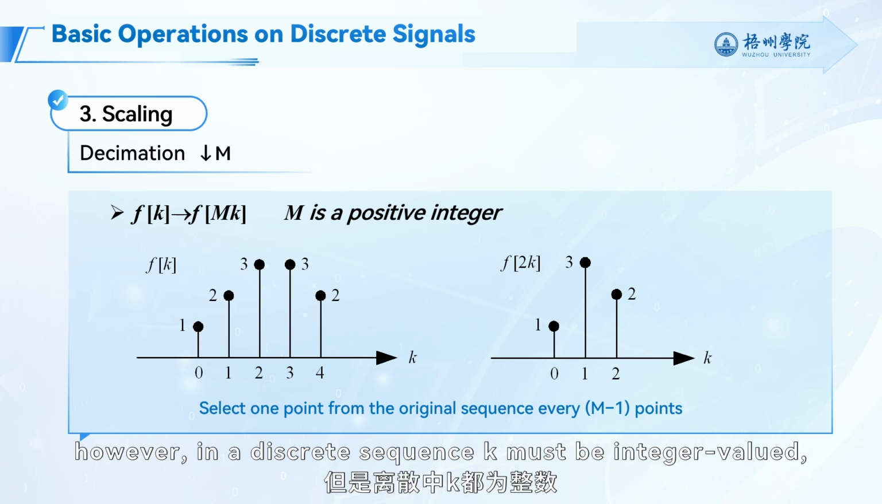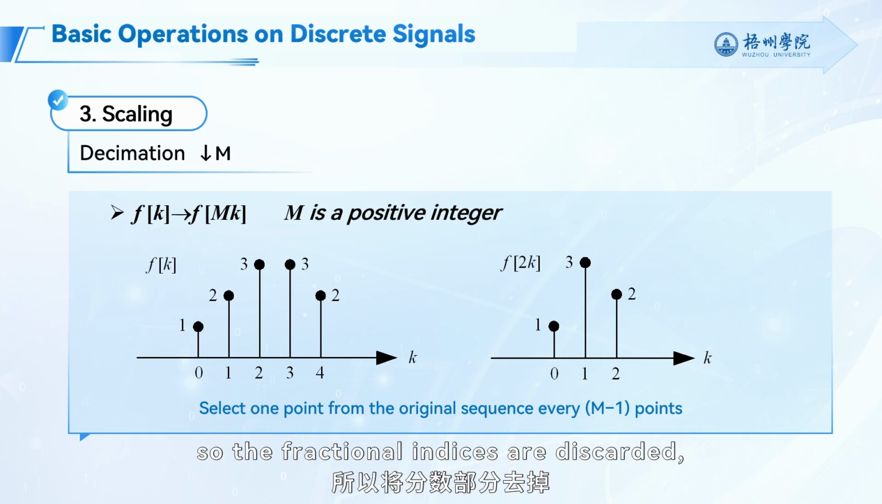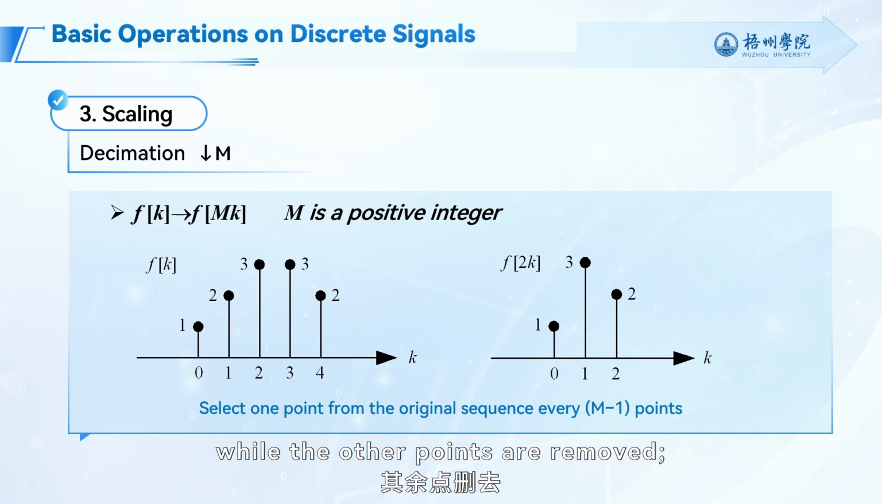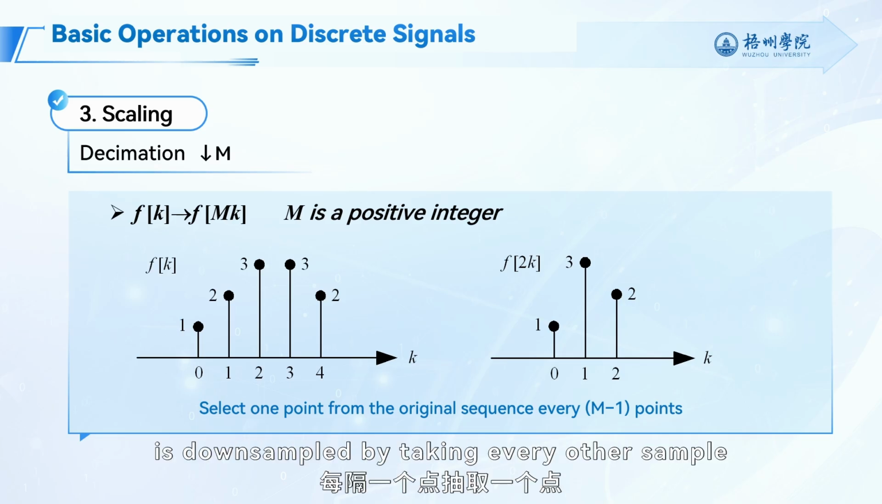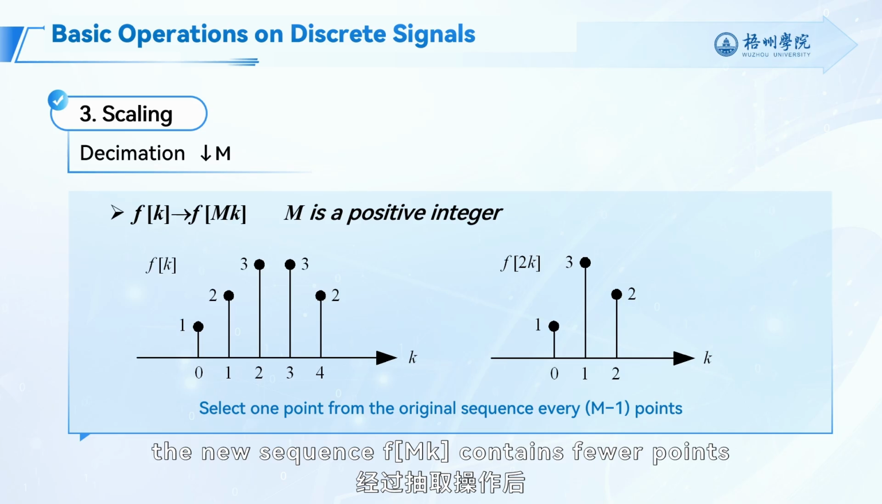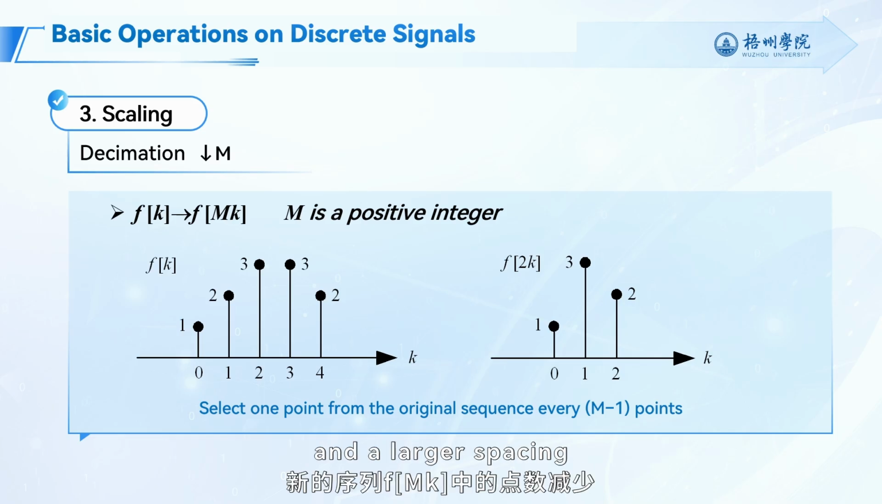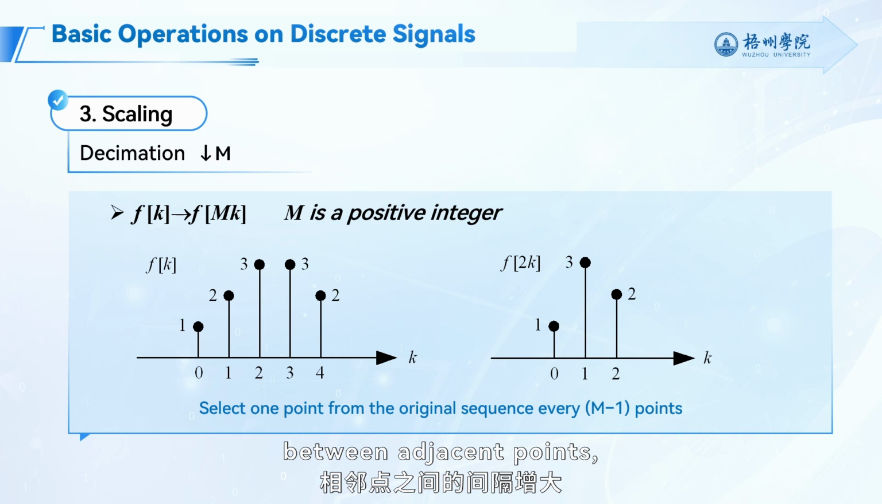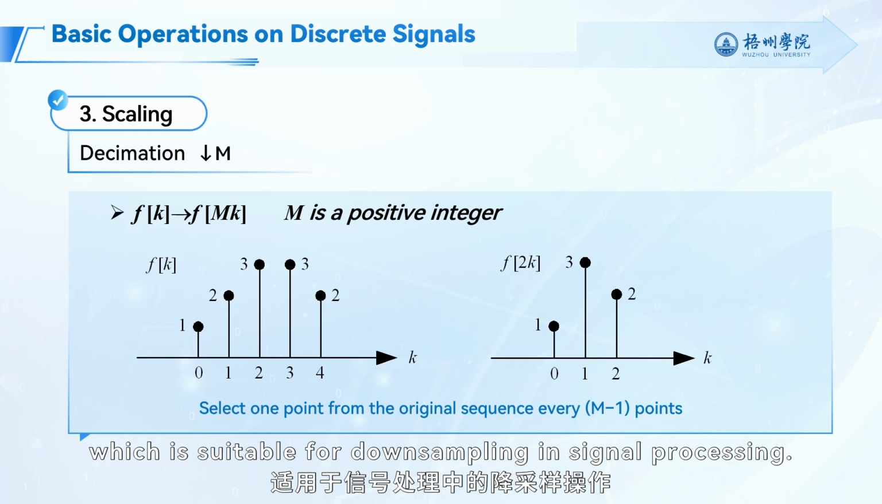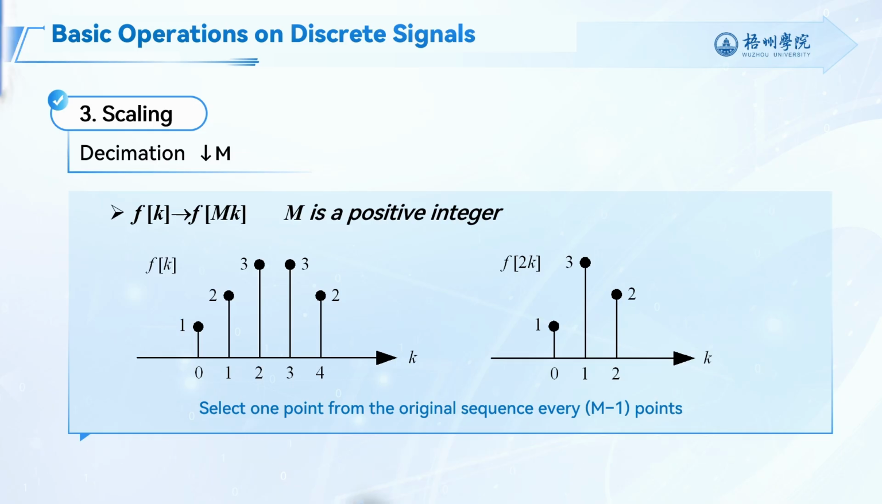However, in a discrete sequence, k must be integer valued, so the fractional indices are discarded, and only k equals 0, 1, 2 remain while the other points are removed. That is, the original sequence f of k is downsampled by taking every other sample to form f of 2k. Consequently, after decimation, the new sequence f of mk contains fewer points and a larger space in between adjacent points, effectively shortening the sequence, which is suitable for downsampling in signal processing.